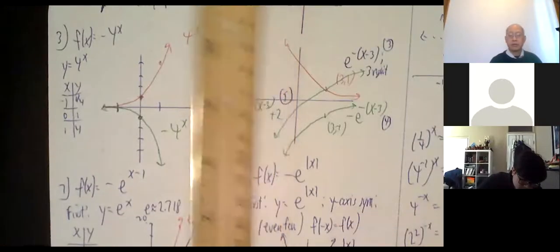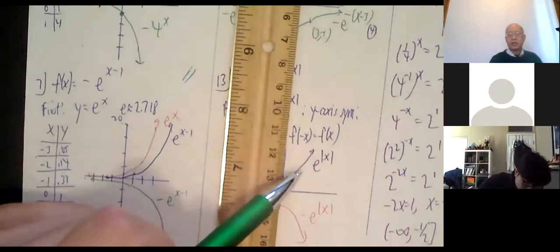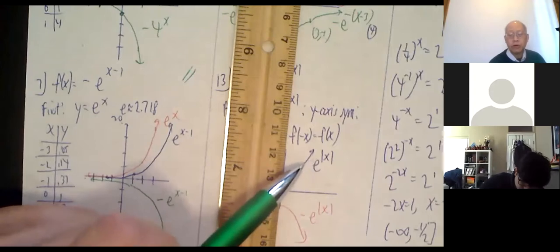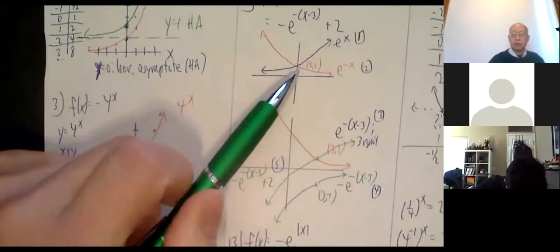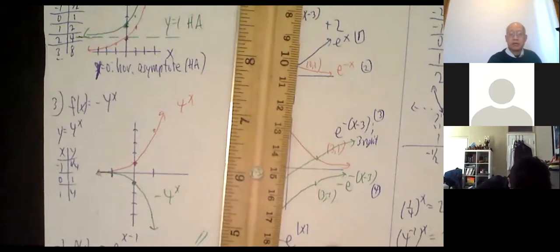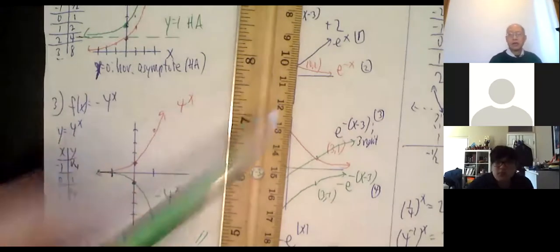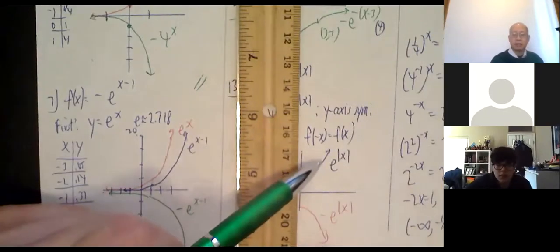Let's see, where'd it go? Lost my place. E to the x. So if I plug in 0, 1, 2, 3, 4, then this part of the graph is exactly the same as this part over here, right? So if I don't even look at that, that part should match, because absolute value of x and x are the same thing when x is greater than or equal to 0. So that part's the same.